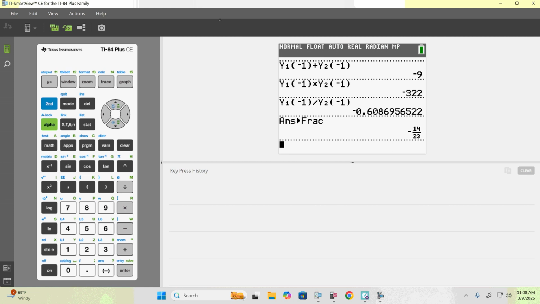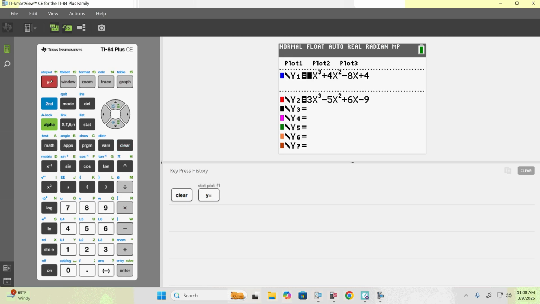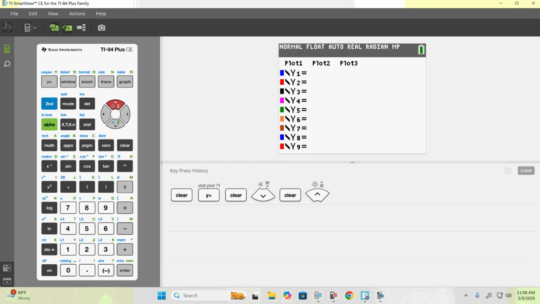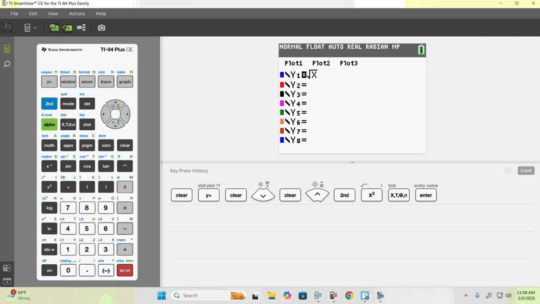So, first thing you want to do is turn that graphing calculator on. Once you get it turned on, hit y equals. Clear all that out. So we want to clear everything out. And what we're going to do is type in the two equations that they gave us. F of x is told to us to be the square root of x. So in the first equation, we're going to go second square root and put in x.